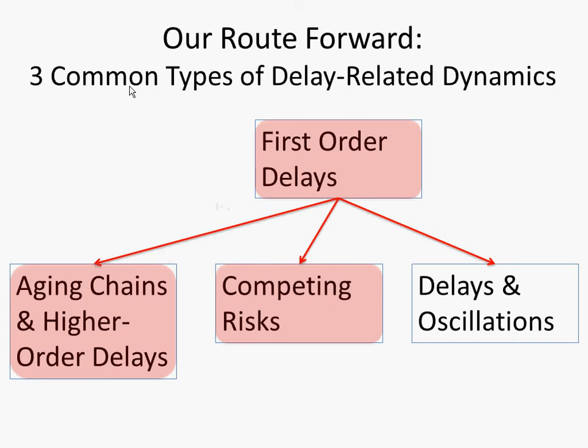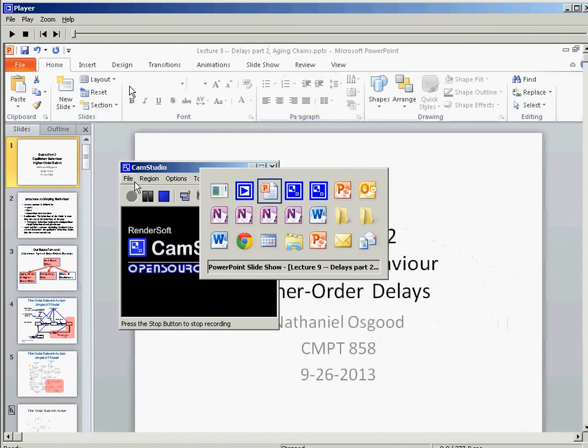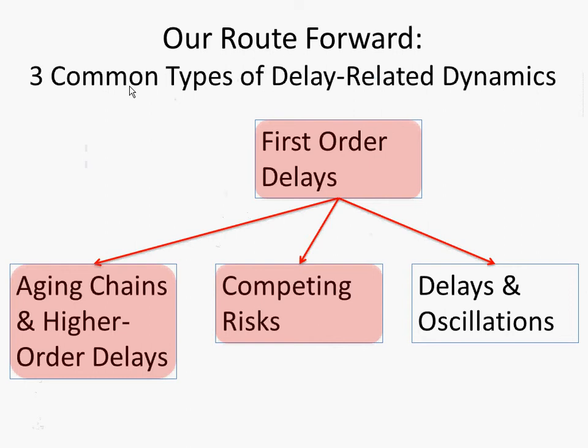Used into this sort of three additional components. One is aging chains and higher order delays. And I want to use that topic as an opportunity to emphasize why we call these things delays in the first place. Second thing is the issue of competing risks.